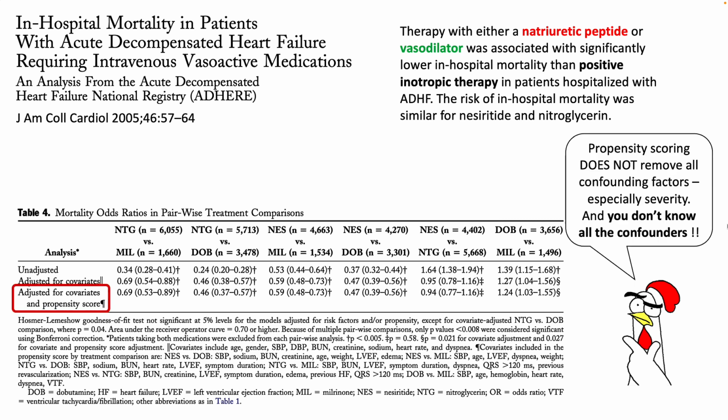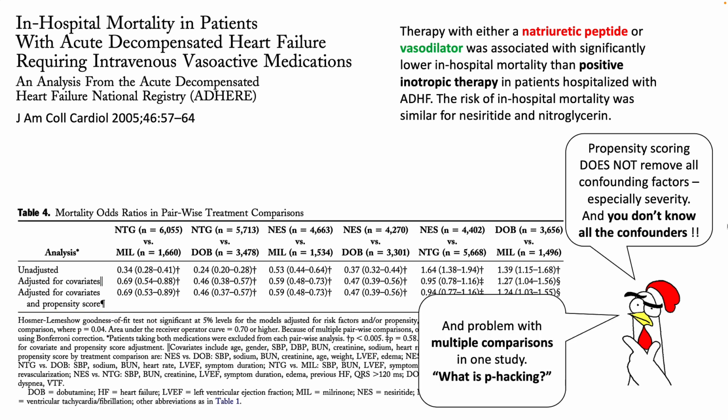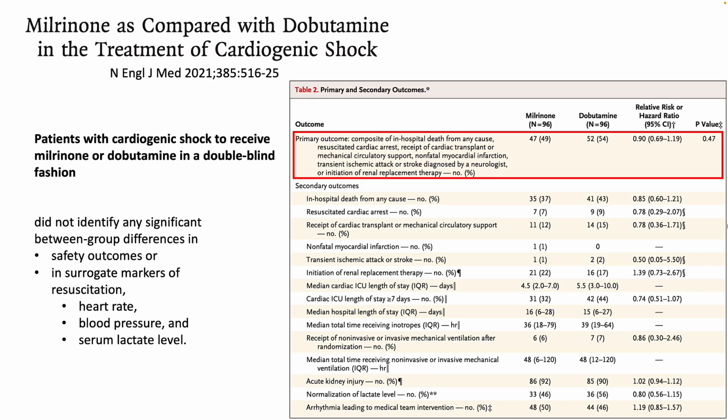However, understand that propensity score matching does not remove all the confounding factors because you do not know all the confounding factors. Another problem with this study was the problem of multiple comparisons. Read about p-hacking and see if you can figure out the problem with this study.